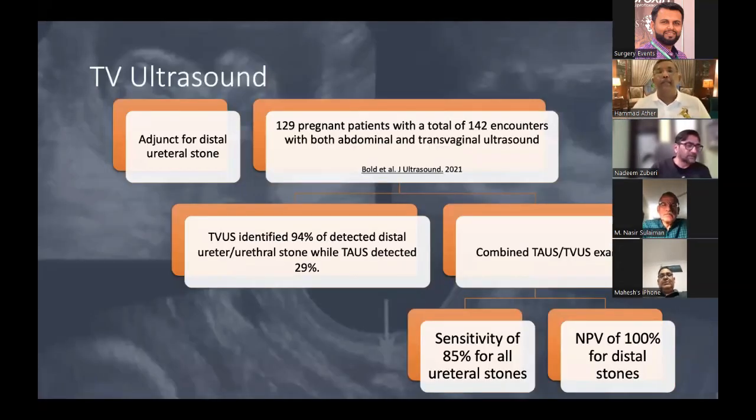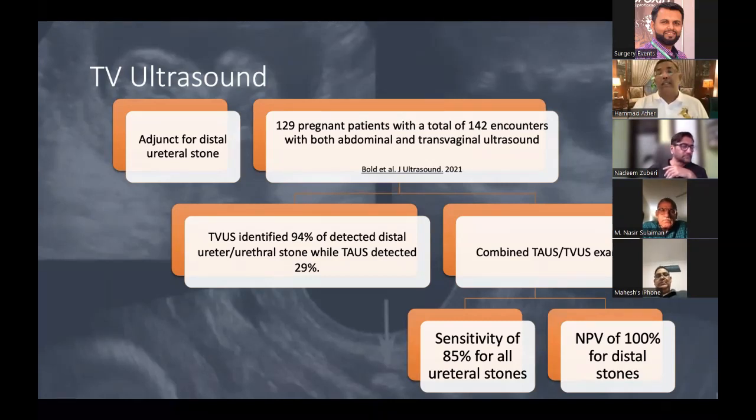In this interesting paper, the use of transvaginal ultrasound has been talked about, and this is another important adjunct to transabdominal ultrasound. The transvaginal ultrasound diagnosed about 94% of distal ureteric stones, whereas transabdominal ultrasound in this particular study was only able to diagnose 29% of the stones. So a combined transabdominal ultrasound with the resistive index estimation, the use of the ureteric jet and transvaginal ultrasound increases the sensitivity for the diagnosis of ureteric stone to 85% and negative predictive value of 100%.